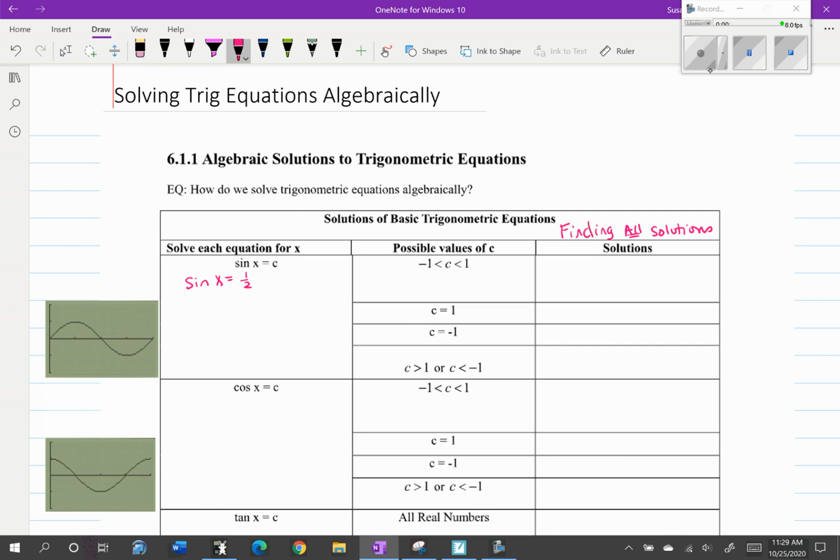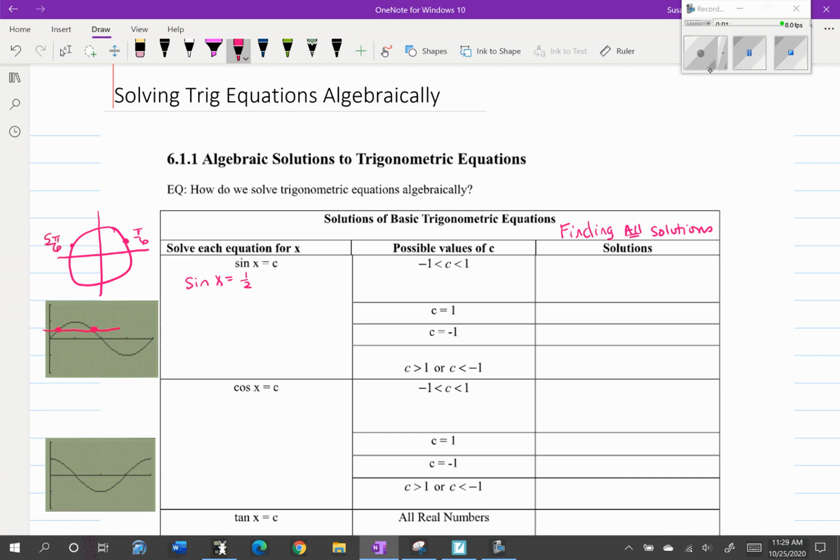If we look at it graphically, this would be the line y equals 1/2. So we know that it's going to hit here and here in my graph. So we know that we have two solutions from 0 to 2 pi for x. Even if we look at our unit circle, we know the same thing. Where does the sine equal 1/2? It is equal to 1/2 here at pi over 6 and over here at 5 pi over 6. So those give us both of our solutions.